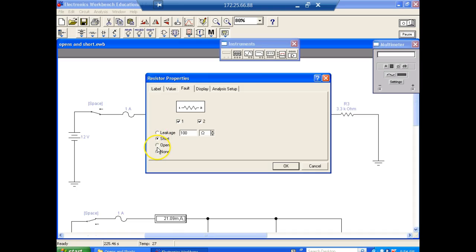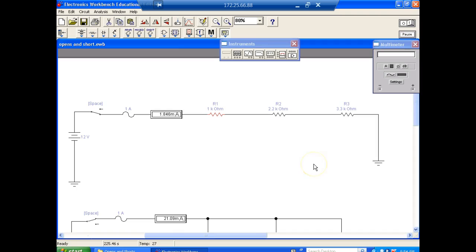I can open them. So right now we'll start off with none. And we'll turn the circuit on. And this is an ammeter, so right now the whole circuit is conducting what? About 1.9 milliamps. And back in DC, you'll learn how to calculate all this. So 1.846 milliamps.